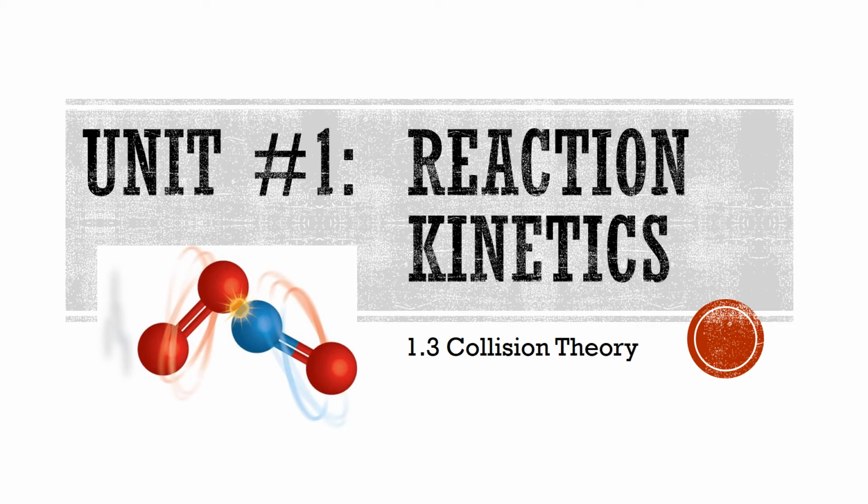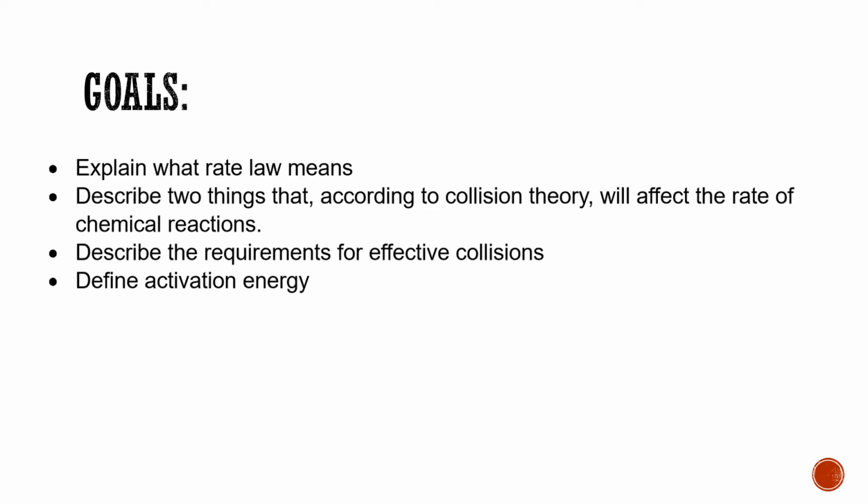Hi everyone, in this lesson we're going to cover section 1.3, which is all about collision theory. There are 4 goals in this section of the chapter, so we're going to talk about rate laws today and explain what a rate law means. We're going to describe 2 things that, according to collision theory, will affect the rate of chemical reactions. We'll describe the requirements for effective collisions, and finally we're going to define activation energy, which is going to be used in our potential energy diagrams that we're going to study in section 1.4.